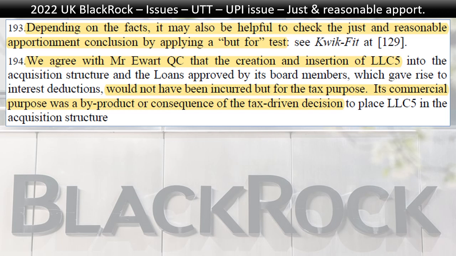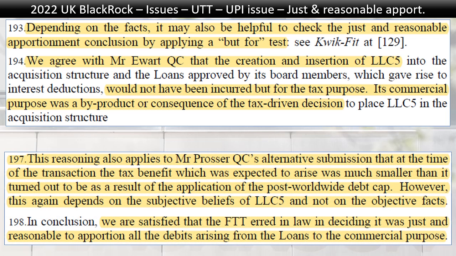And they say, we agree with Mr. Ewart, who appeared for HMRC, that the creation and insertion of LLC 5 would not have been incurred but for the tax purpose, right? Because why would you in a US to US acquisition use a UK company if it's going to cost you $40 million more in transaction fees, right? Its commercial purpose was a byproduct of the consequence of the tax-driven decision. And as you can see from this, HMRC also won the second argument, even though it already won the first argument by saying this was not a TP transaction.